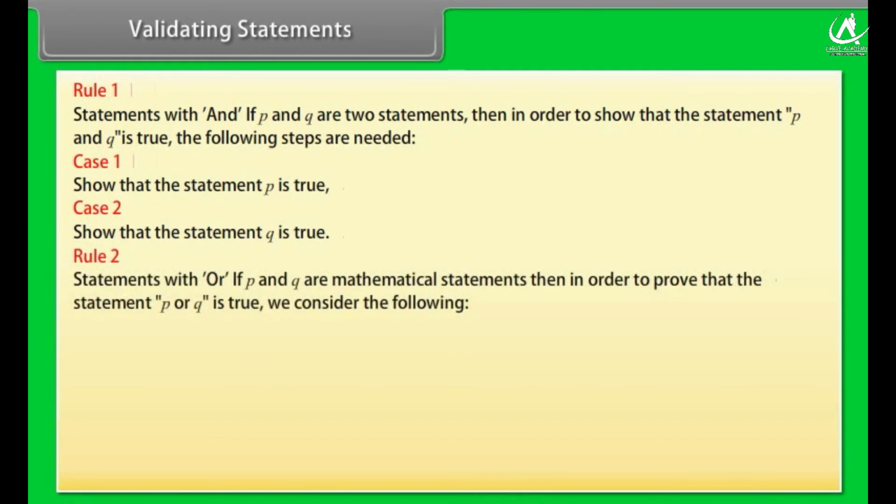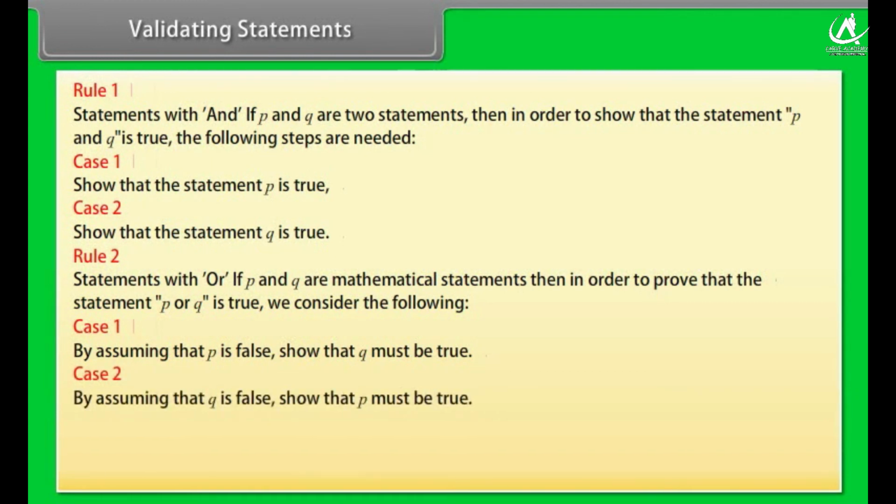Statements with OR. If P and Q are mathematical statements, then in order to prove that the statement P or Q is true, we consider the following. Case 1. By assuming that P is false, show that Q must be true. Case 2. By assuming that Q is false, show that P must be true.